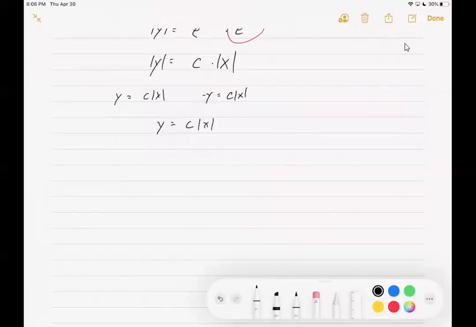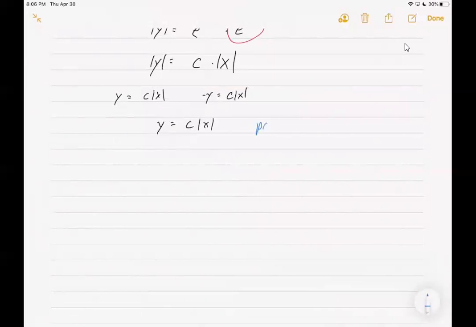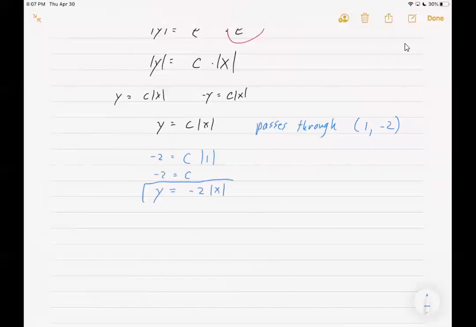Right? Now let's do an initial value problem. Let's find the solution that passes through, let's throw some negatives in there to make it interesting. Let's say that it passes through 1 comma negative 2, right? Well, let's substitute those in. Negative 2 is equal to c times absolute value of 1. Okay, so clearly negative 2 is equal to c, so y must equal negative 2 absolute value of x. That would be the solution that passes through 1, negative 2.